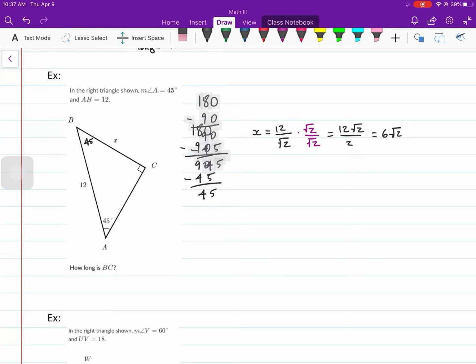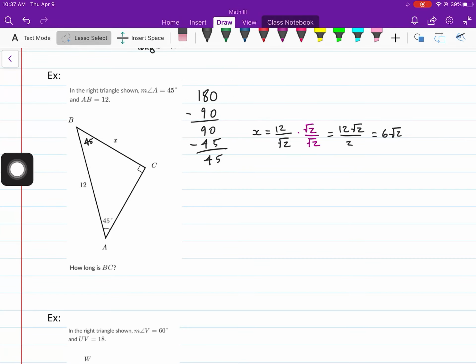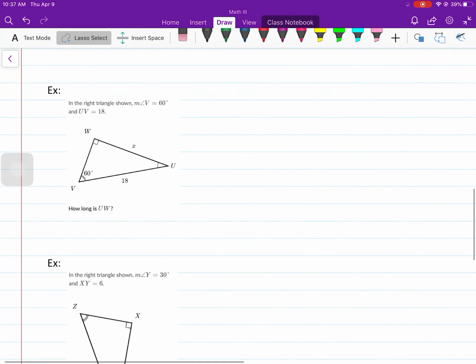And really, you don't have to do all this work here. I was just showing you. I wanted to prove that it was a 45-degree angle there, just to make sure we understand that it does need to be a 45 in order for that to work.